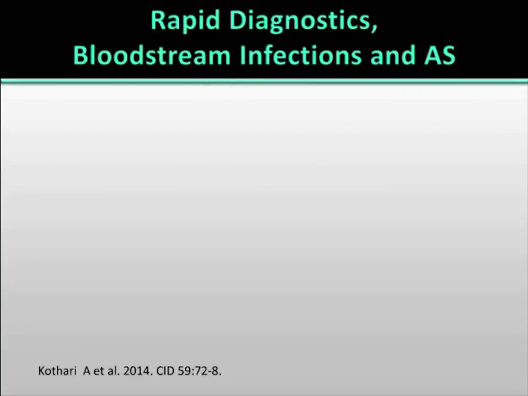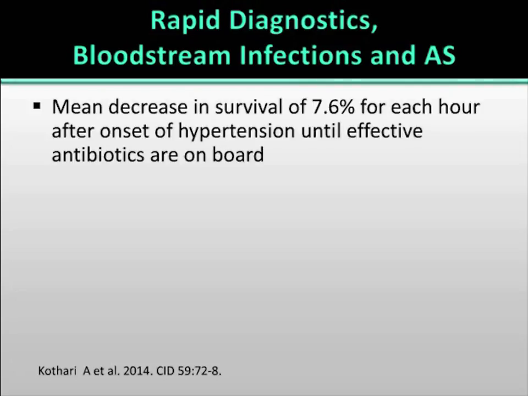So I wanted to present a study that was done looking at rapid diagnostics in bloodstream infections in 2014 and how that affects antibiotic stewardship. Kofari et al. presented in Clinics in Infectious Disease a study looking at how fast we need to go, how fast we need to get results. And what they showed with particular respect to bloodstream infections was that there was a mean decrease in survival of their patients of 7.6% per hour after the onset of hypotension until effective antibiotics are on board.